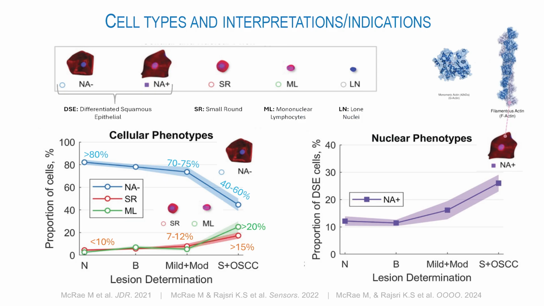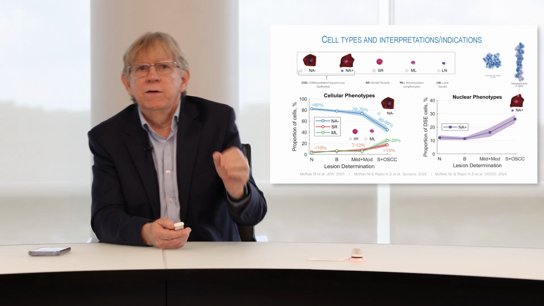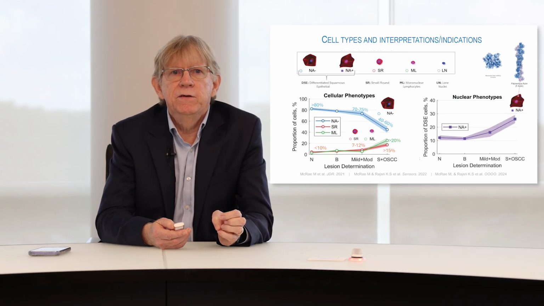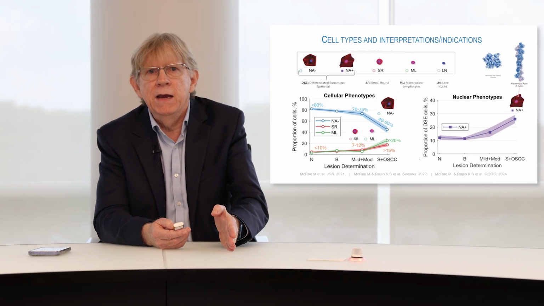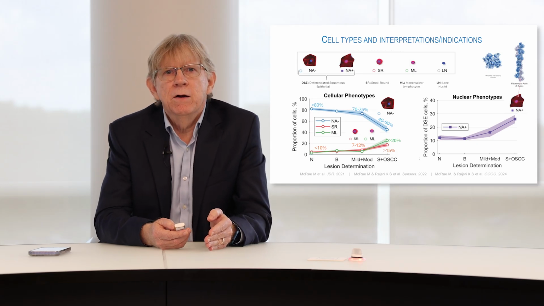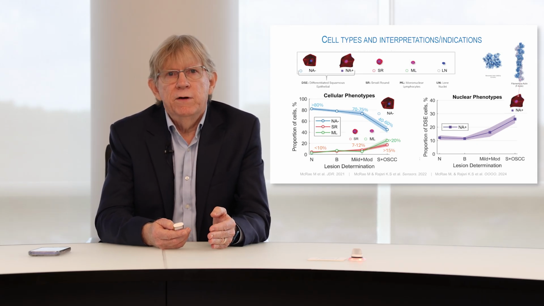And so if we look at what we now defined as 5 new ways to find this disease, we created these 5 cell-based phenotypes, starting with squamous cells, small round cells, white blood cells, and lone nuclei, and then looked at them and the percentages and how they varied as the disease evolves, going from normal to benign, through dysplasia, and then on to severe dysplasia and cancer.